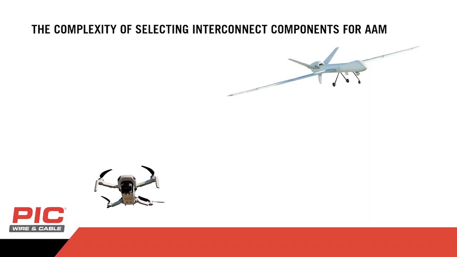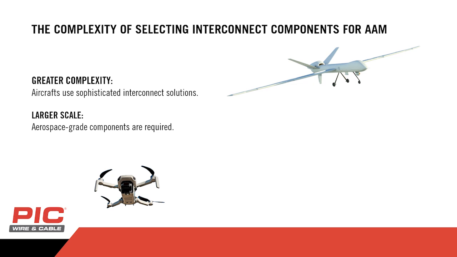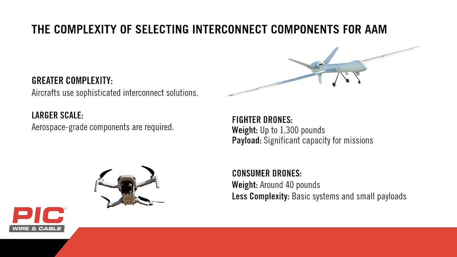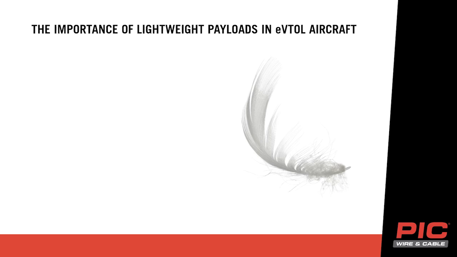When selecting interconnect components for the AAM market, the process is far more complex than for consumer drones. The scale of these advanced aircraft requires aerospace-grade interconnect solutions that can meet the stringent demands of larger, more sophisticated machines. For example, fighter drones can weigh up to 1,300 pounds and carry substantial payloads, unlike consumer drones that typically weigh around 40 pounds. These UAVs rely heavily on advanced GPS and ground control systems, requiring robust electromagnetic interference protection to ensure reliable communication. Weight optimization is essential in this market.